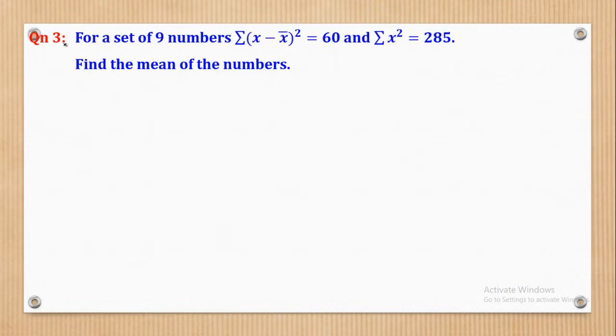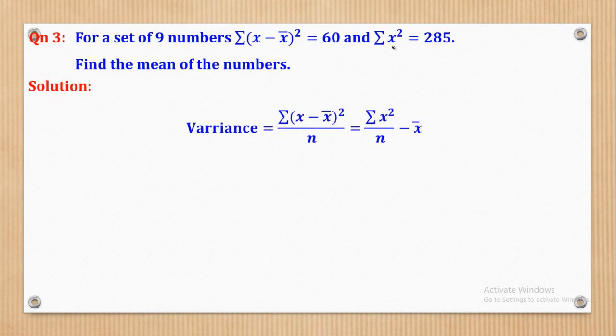Then question 3 says, for a set of 9 numbers, summation of x minus x bar, everything squared, is equal to 60, and summation of x squared is equal to 285. Find the mean of the numbers.